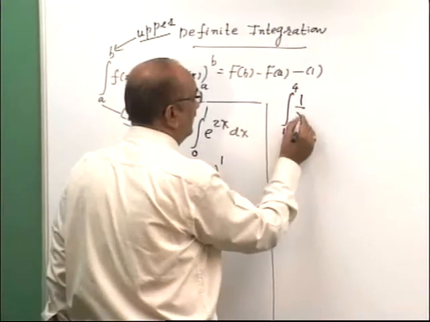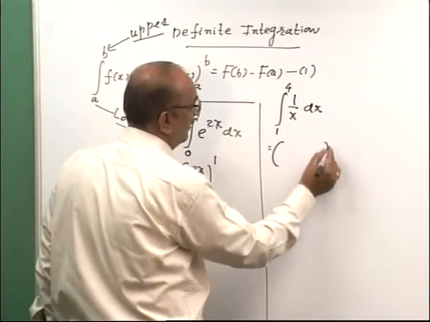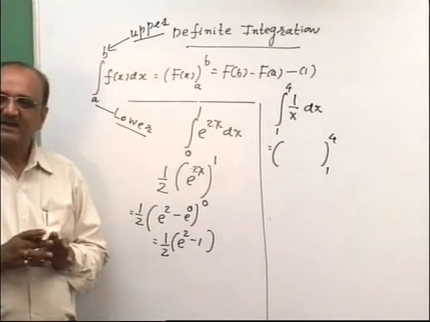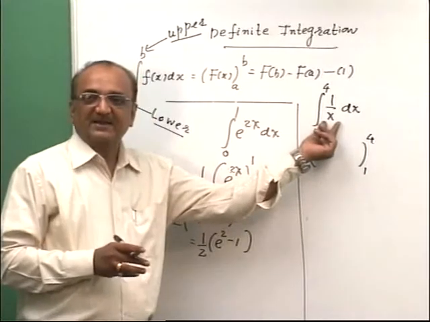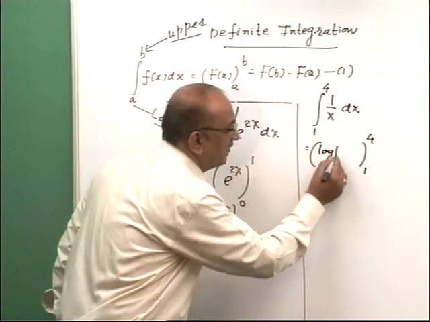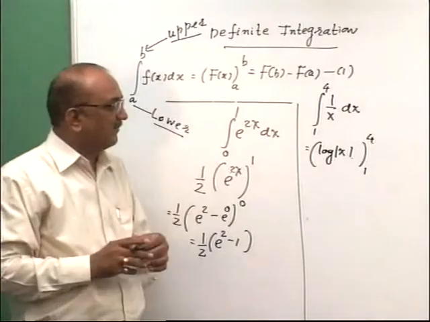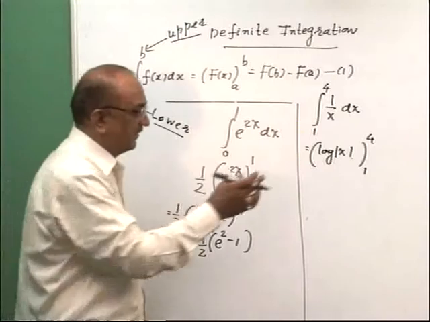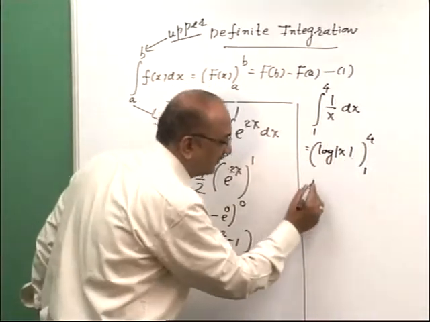Integration from 1 to 4 of 1 upon x dx. It's a very easy sum. Directly you can say the formula: the integration of 1 upon x is what? Log mod x. Last time we revised this formula. The integration of 1 upon x is log mod x. What is x? Upper limit 4. You may substitute 4: log mod 4 is log 4.